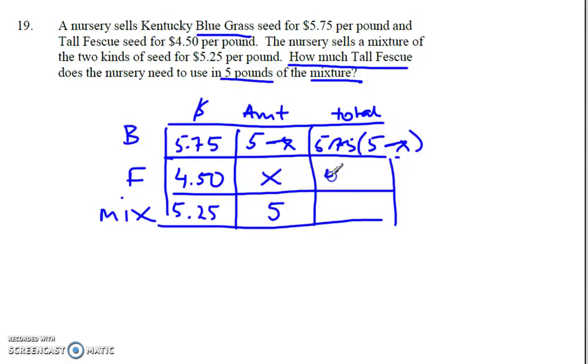Then here I have 4.5, 4.5x, and down here I have 5.25 times 5, and that's 26. Multiply these, 2.25.